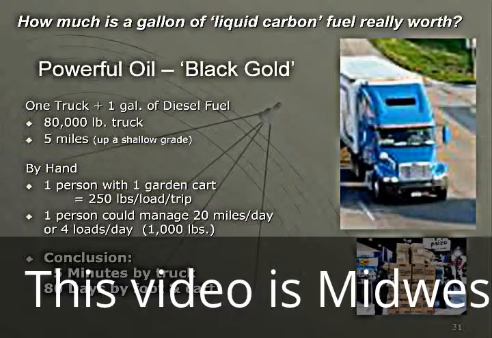You're lucky if you can do 4 trips a day, or 1,000 pounds a day. 20 miles a day, that's a lot of walking. That's a lot of work. It would take you 80 days to move 80,000 pounds, and a truck does it in 5 minutes on 1 gallon of diesel fuel. That is the amount of embedded energy or power in that liquid substance.